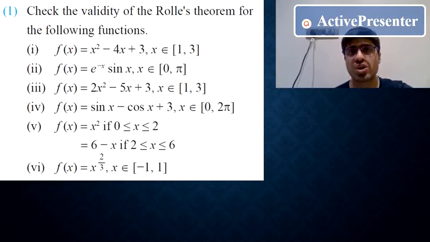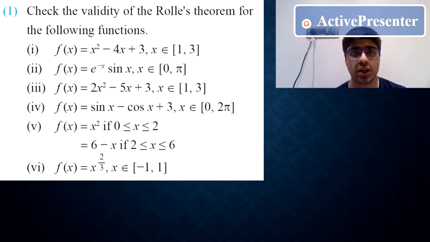In this video, we will be solving sums based on Rolle's theorem and Lagrange mean value theorem. The sums that I've taken are from the Maharashtra government textbook, Mathematics Part 2, 12th Standard, exercise 2.3. Let's begin with the first question.